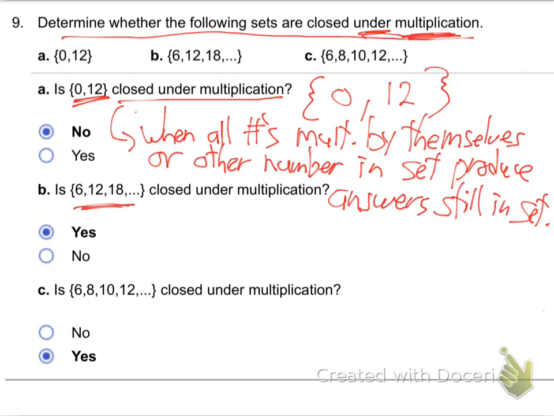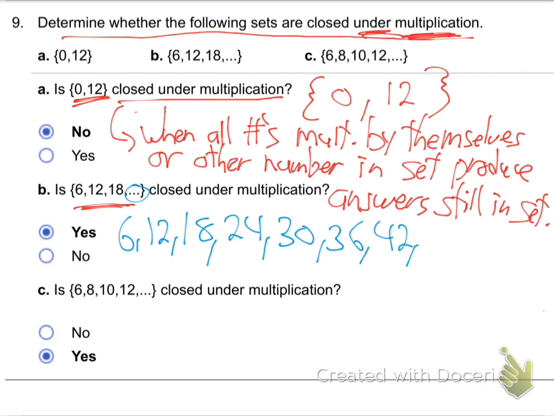6, 12, 18. Is that closed? You see the answer is yes. Do you see that's true? First off, do you see the pattern they're talking about? Let me write it out. 6, 12, 18, dot, dot, dot. What do they mean, dot, dot, dot? What's the pattern? It's adding 6 each time, isn't it? 24, 30, 36, 42, 48, dot, dot, dot. It's just adding 6 all the way. Just keep adding 6, adding 6, adding 6.